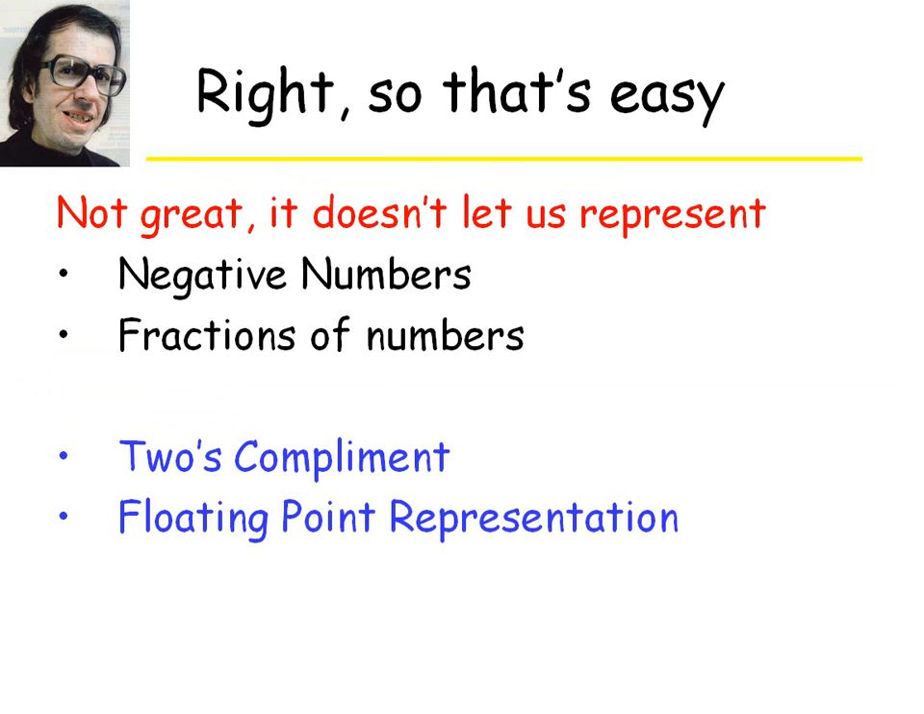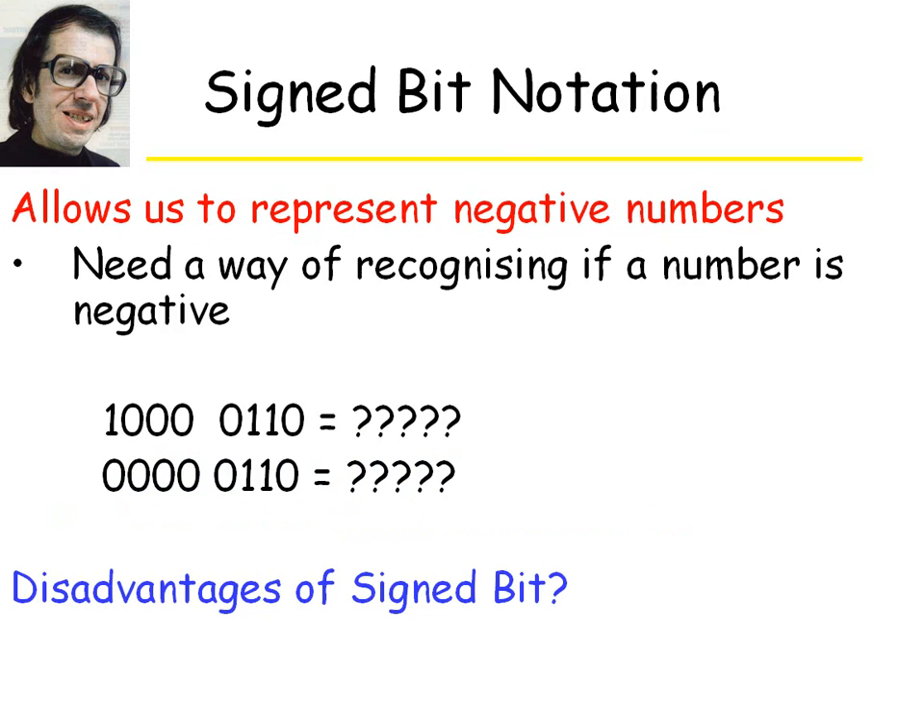So, binary is great. It lets us store positive numbers, but we've also got a lot of other things we need to represent. We need to represent negative numbers and real numbers. So we're going to look at 2's complement, floating point representation, and signed bit notation as well.